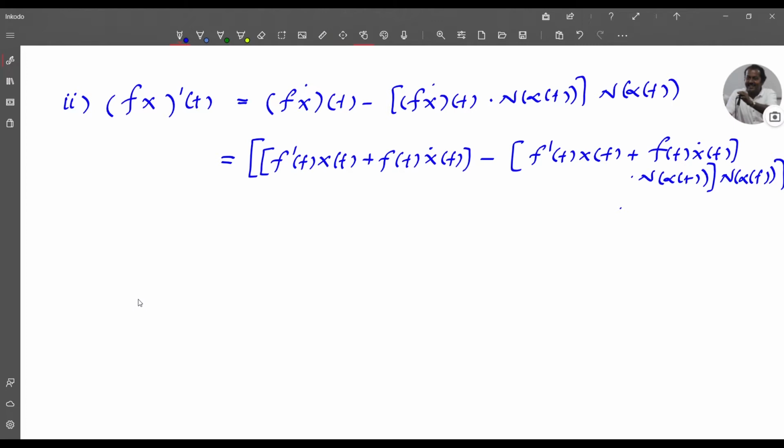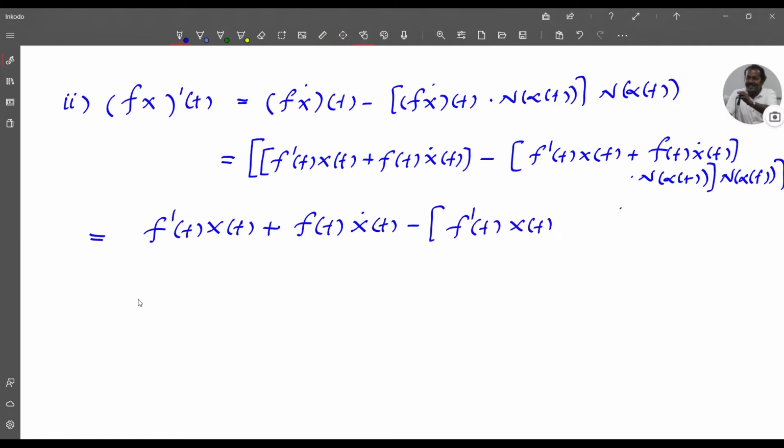So this is equal to f prime of t x of t plus f of t x dot of t minus, you can take n of alpha of t inside, so this is minus f prime of t x of t dot n of alpha of t plus f of t x dot of t dot n of alpha of t into n of alpha of t.